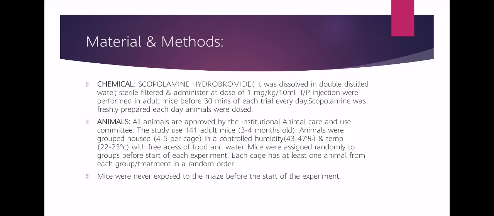Animals were dosed. All animals are approved by the Institutional Animal Care and Use Committee. The study used 141 adult mice, 3 to 4 months old. Animals were group housed, 4 to 5 per cage, in controlled humidity and temperature with free access to food and water. Mice were assigned randomly to groups before the start of each experiment. Each cage has at least one animal from each group treatment in a random order. Mice were never exposed to the maze before the start of the experiment.